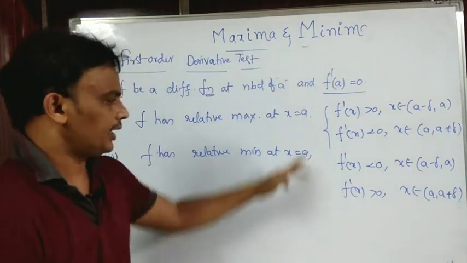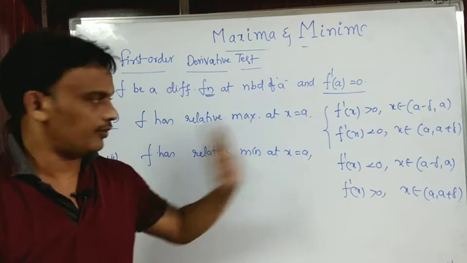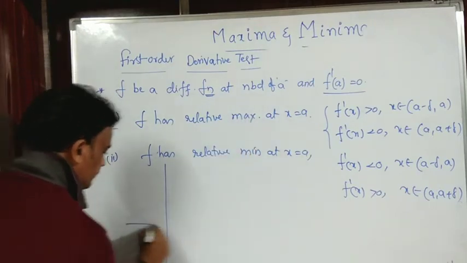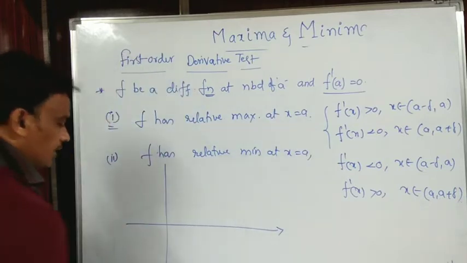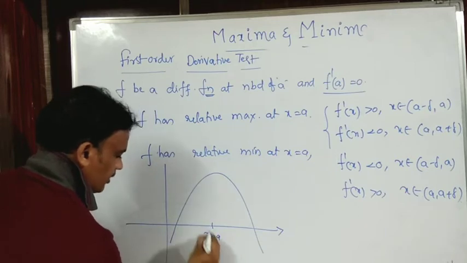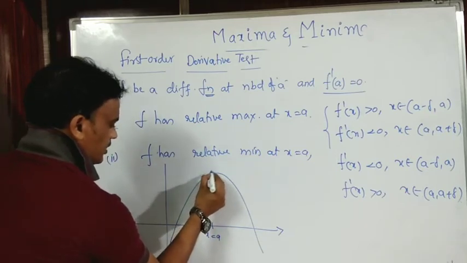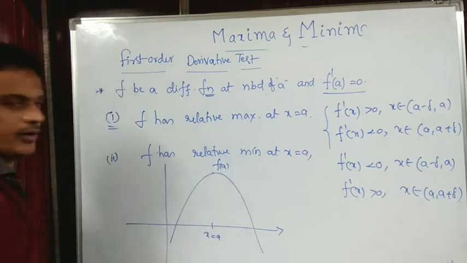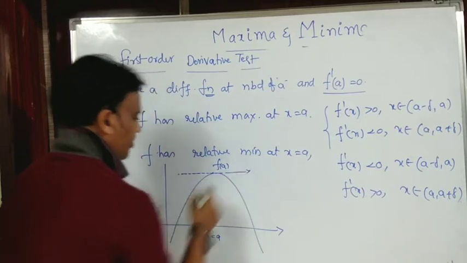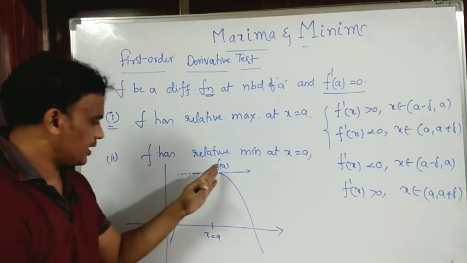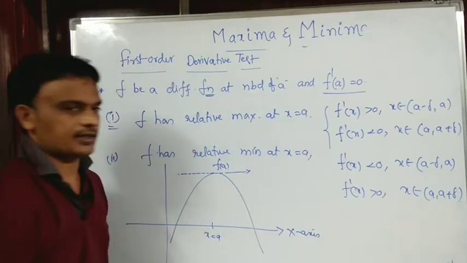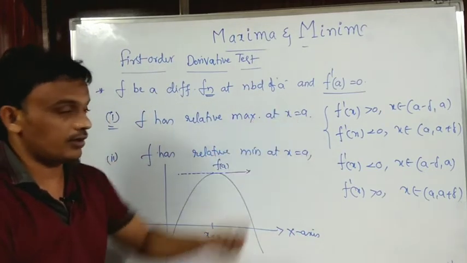Let us see. Clearly I will explain by taking the graph. So for the first one I am going to take the graph. Let us see. This is at x equals a. At x equals a, this is your f(a), the corresponding f(a). At this one we are going to draw the tangent. So the tangent is parallel to the x-axis. Then what do you say? f'(a) equals 0. Am I right or not?